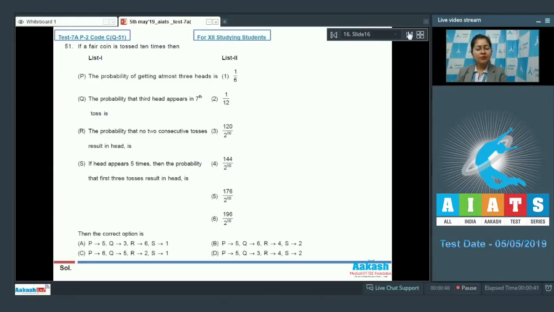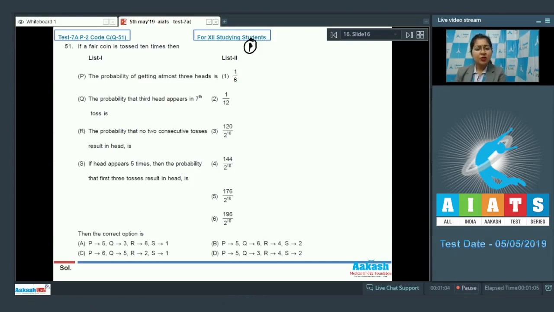Next is column matrix match. So let us solve it. A fair coin is tossed 10 times. Then option P says that we have to find the probability of getting at most 3 heads. At most 3 heads means either it will have 0 heads, 1 head, 2 heads or 3 heads.